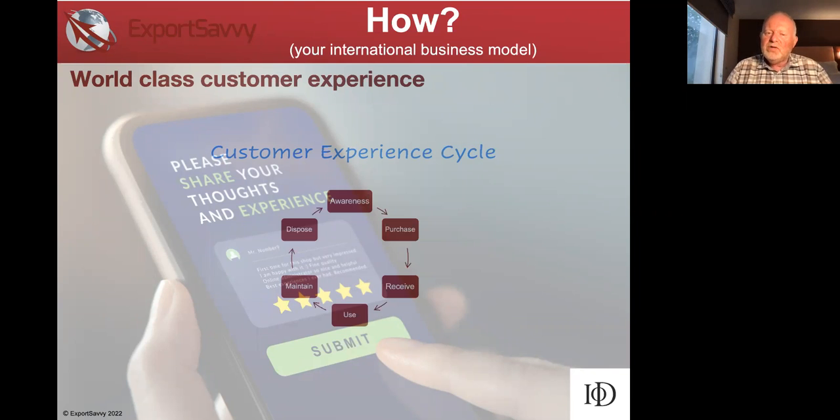You know, are you delivering value at the point that the customer first becomes aware of your product or service? Are you delivering value and a great experience when they purchase your service or your goods? Are you delivering value when they receive it? Do they receive it in the best way? When they use it and start to apply it into the business? When they maintain it? Or ultimately when they dispose of it? Are you able to deliver great customer experience in all of those areas?